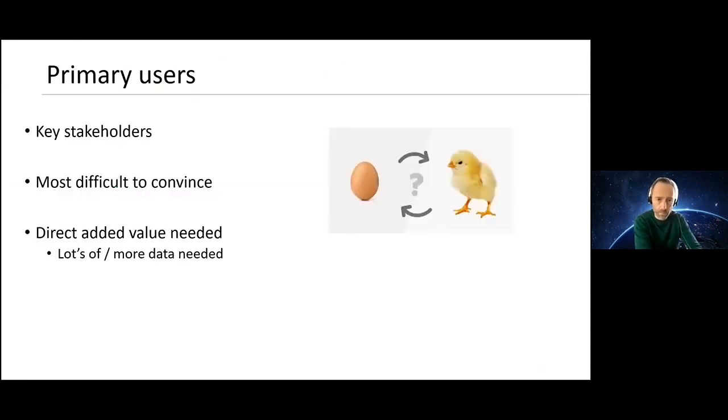So looking at the primary users there, I think they're really the key stakeholders, but most difficult to convince. And here we have a little bit of the chicken and the egg problem. The farmers are only willing to use the application, to feed the application with data and to pay for the application whenever it delivers actionable insights for them. But of course, we first need the data before we can deliver actionable insights.